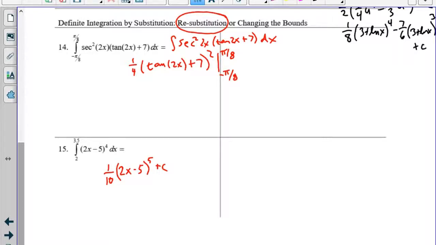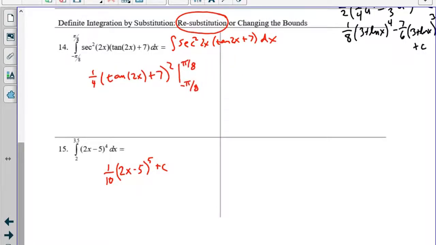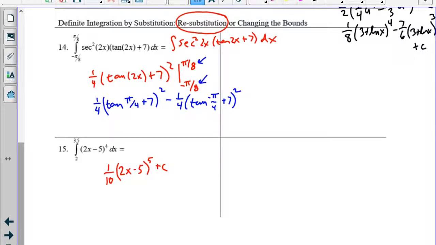And then when we're done, after we substitute tangent 2x plus 7 back in, now we plug in pi over 8 and negative pi over 8. So in that case, we would have 1/4 times tangent of pi over 4 plus 7 squared minus 1/4 tangent of negative pi fourths plus 7, the quantity squared. So we're substituting these values back in for x, and we figure out what happens.